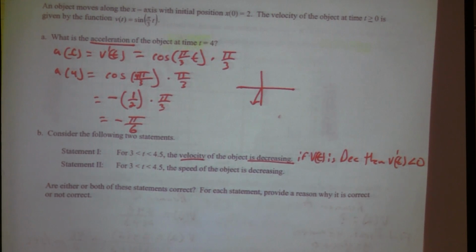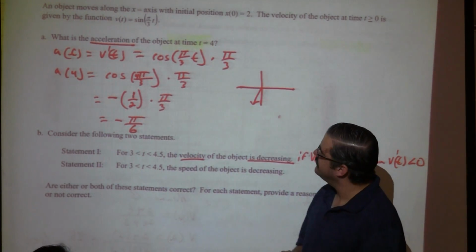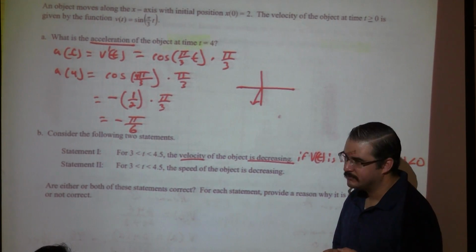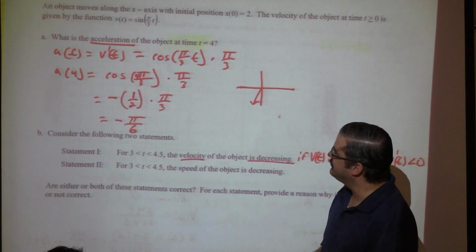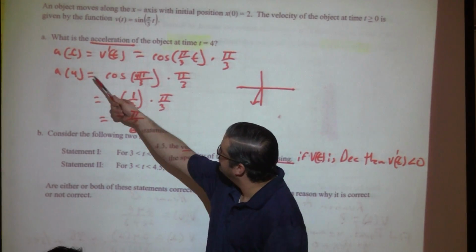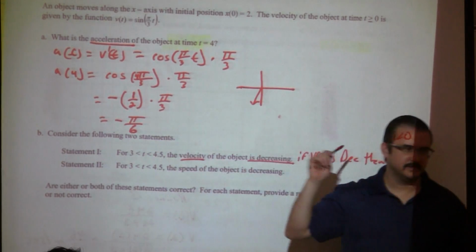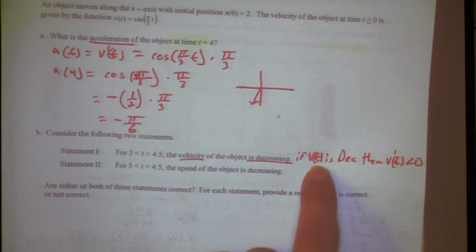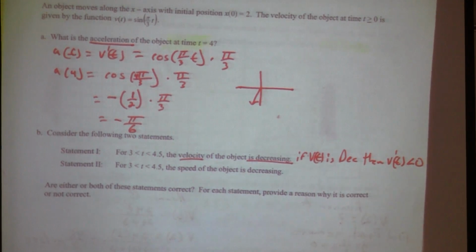Do a sign line? Like a test point? So what would be a number between 3 and 4.5? 4? Did we already do 4? V prime of 4? What do we get? Negative, so is the derivative negative? So should this guy be decreasing? Yeah? Are we good? Okay, great. So that one's true.